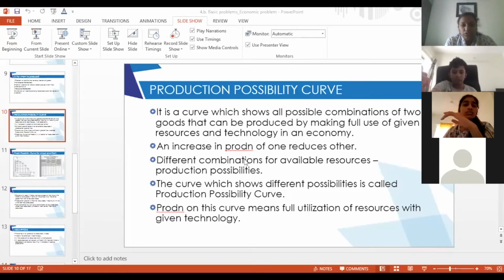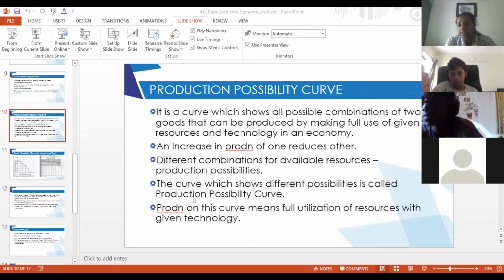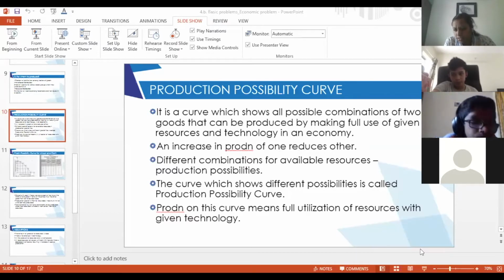I have already told you an increase in production of one reduces the other, and the different combinations the production possibility curve is going to show you. Yes. Now what do you mean product? Ma'am, the second point. Yes, an increase in production of one reduces the other. I explained to you just now.